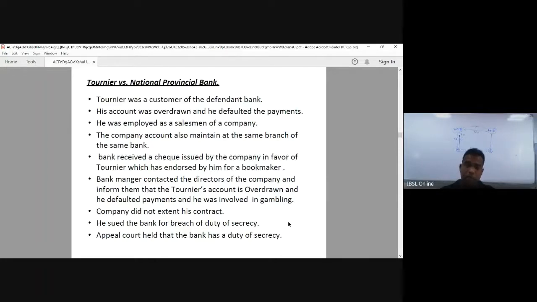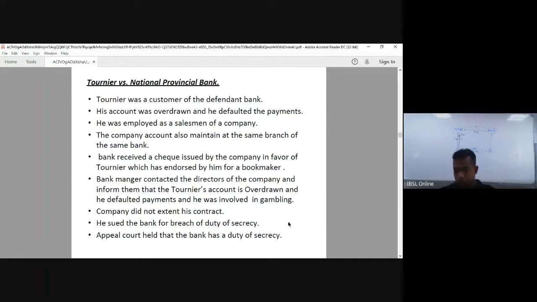And he told the company directors that Mr. Tonia is having an account with the bank, a current account, and he has overdrawn the account. He has defaulted the payment. And not only that, the bank manager further said that Mr. Tonia is engaged in gambling. That's why he has given this check to a gambling service provider. So likewise, he gave all the information about Tonia's account and his other information to the directors of the company.